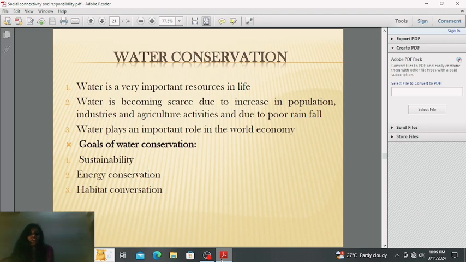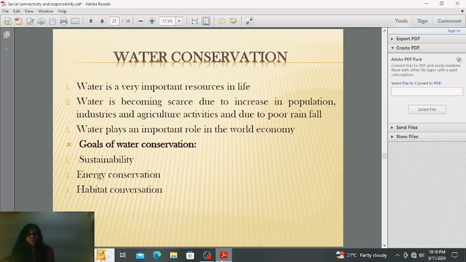The next initiative was water conservation, which is very important in our life. Water is very important, and I cannot imagine a day without water. Water is becoming very scarce due to increasing population, industries, agricultural activities, and poor rainfall. There is a lot of pollution of water, which could be avoided in a responsible way. And water plays an important role in our life and in the world economy as well.